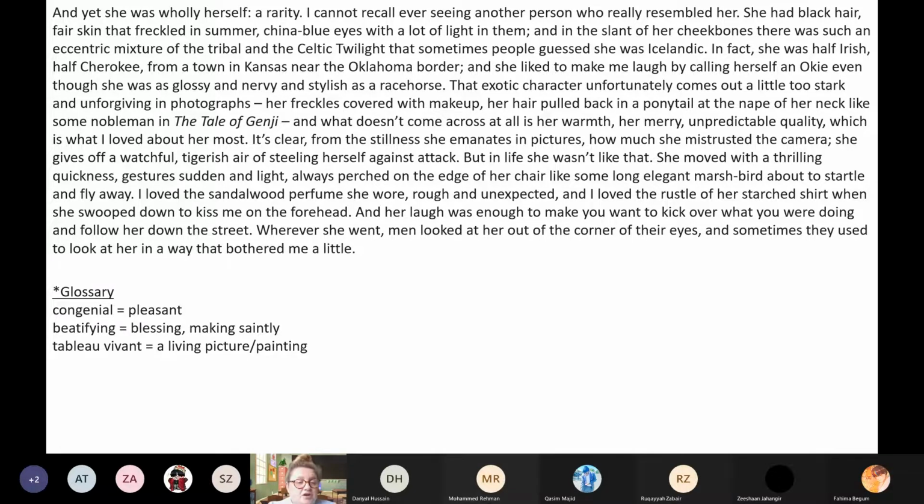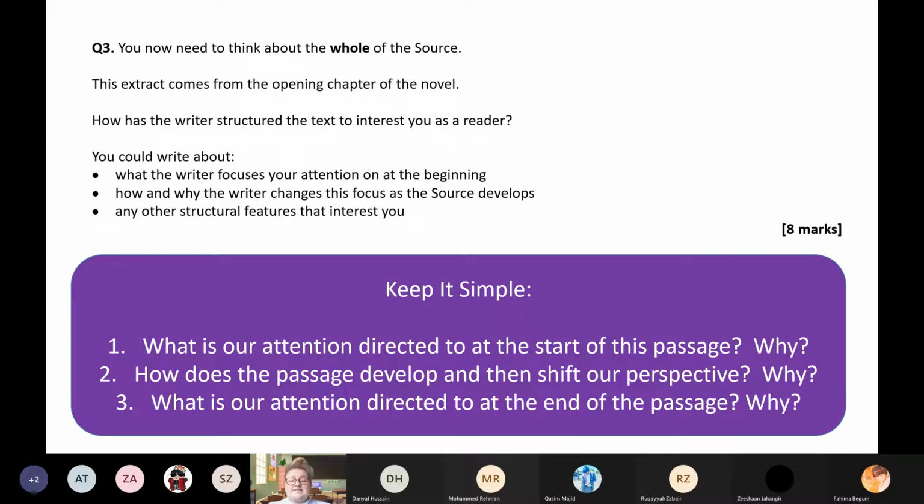Remember, question 3 always has the same format. It will say, you now need to think about the whole of the source. That's not to say you have to write about the whole of the source, but it's telling you that you can take ideas from anywhere in this text for this question. It will also remind you of where the extract comes from. So in this instance, it tells us that the extract comes from the opening chapter of a novel. And then it tells us this: how has the writer structured the text to interest you as a reader?